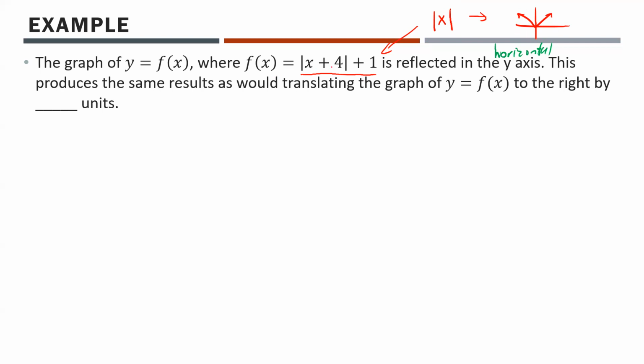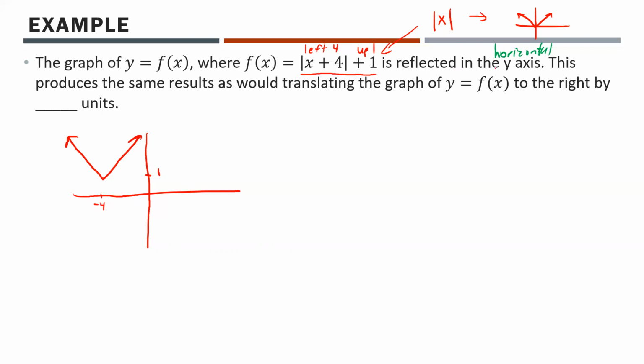Now, think about what this x plus 4 plus 1 is doing. This plus 4 on the inside of the function is moving it left 4, whereas this plus 1 on the outside of the function is moving it up 1. So we're just taking this pointy function here and moving it to the left by 4 and up by 1. If I were to draw a very rough sketch of this, it's going to look something like this, right? So I moved it left 4 and up 1.